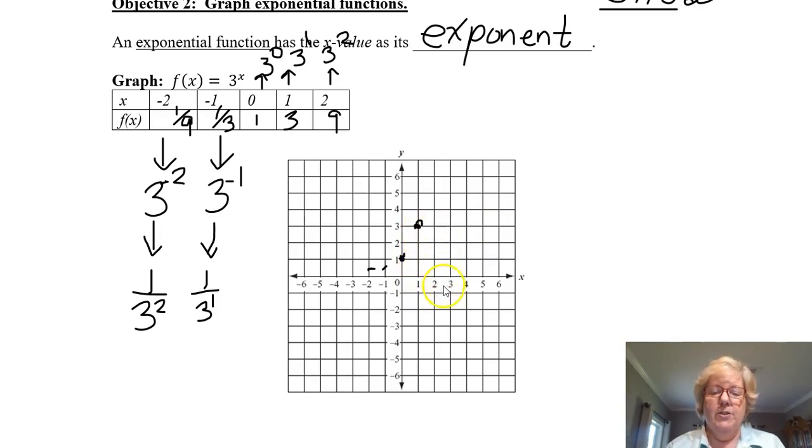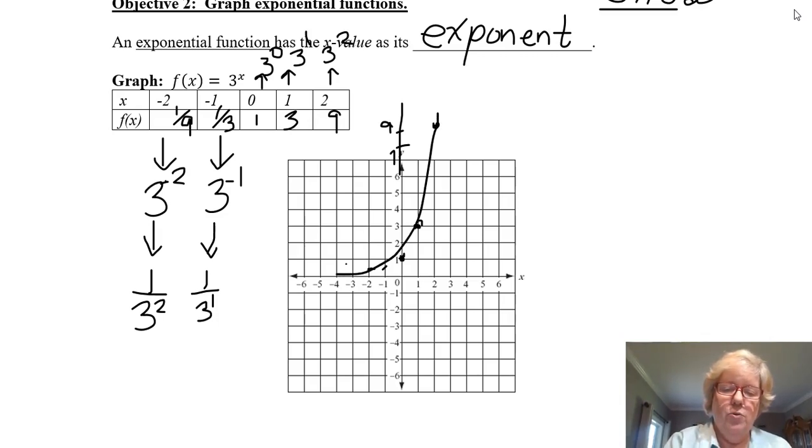Then I have x is 2 and y is 9. Now that's actually off the screen, so let me just try to make some more tick marks. So 2 goes all the way up to 9. And when I connect the dots, you will see a curve. And this curve is very typical of how natural and constant or any type of exponential change happens.